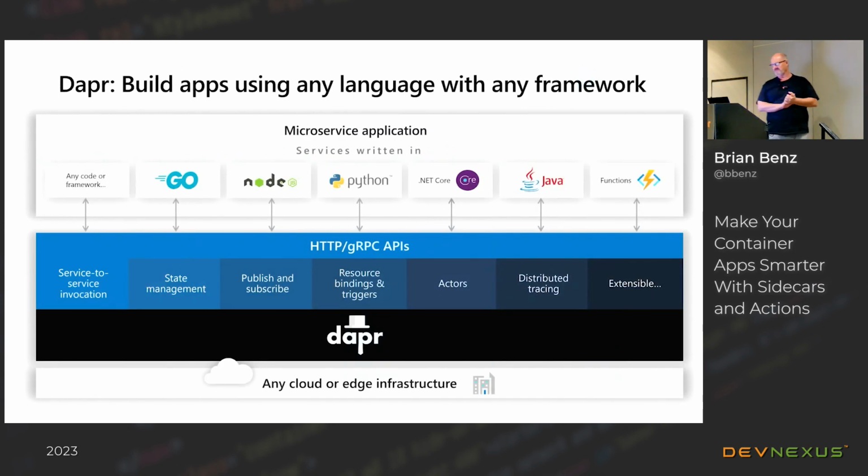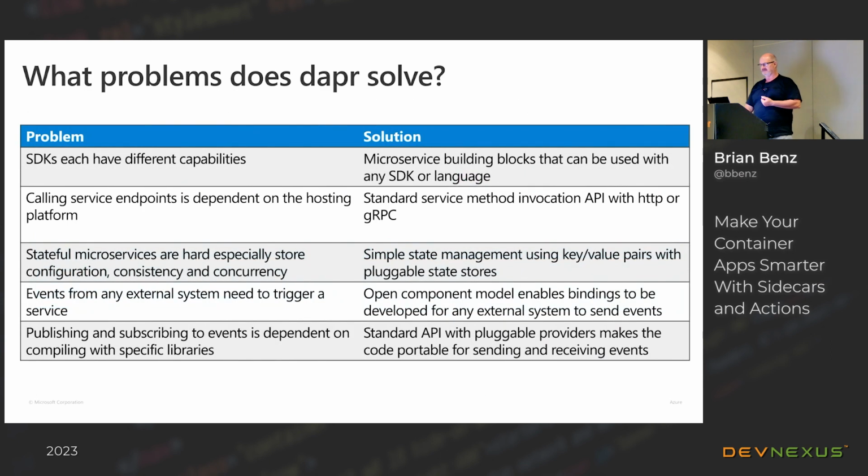So Dapr can run on all of these languages, so Go, Node, Python, .NET, Java, functions, and it's also extensible. So if you have another platform or language that you want to work with, you can add to the framework as well with custom extensions. As I mentioned before, we got service invocation, state management, and several other things. And what are these things? I'll get into that in a second.